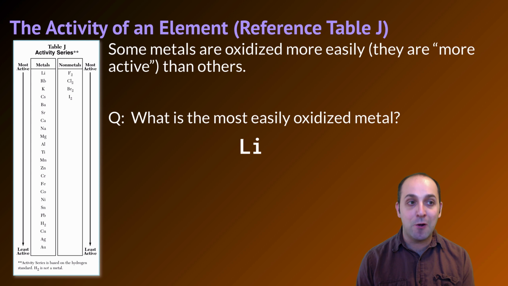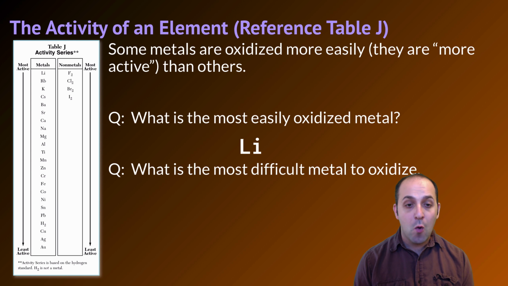Lithium's at the top of the metals in the activity series, which means it's the most easily oxidized metal in the list. What's the most difficult metal to oxidize? You got it? Yeah, you probably think it's gold, and you'd be right according to reference table J.